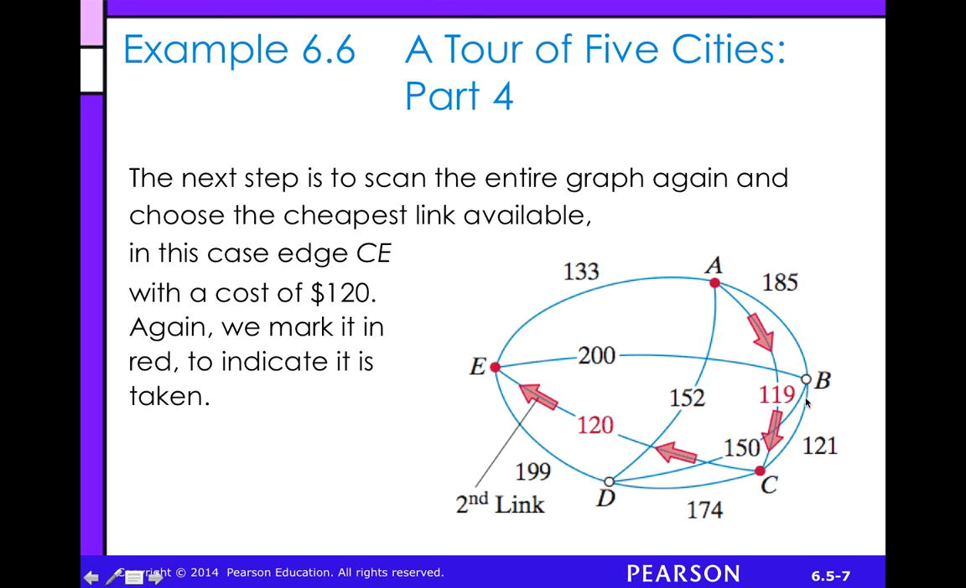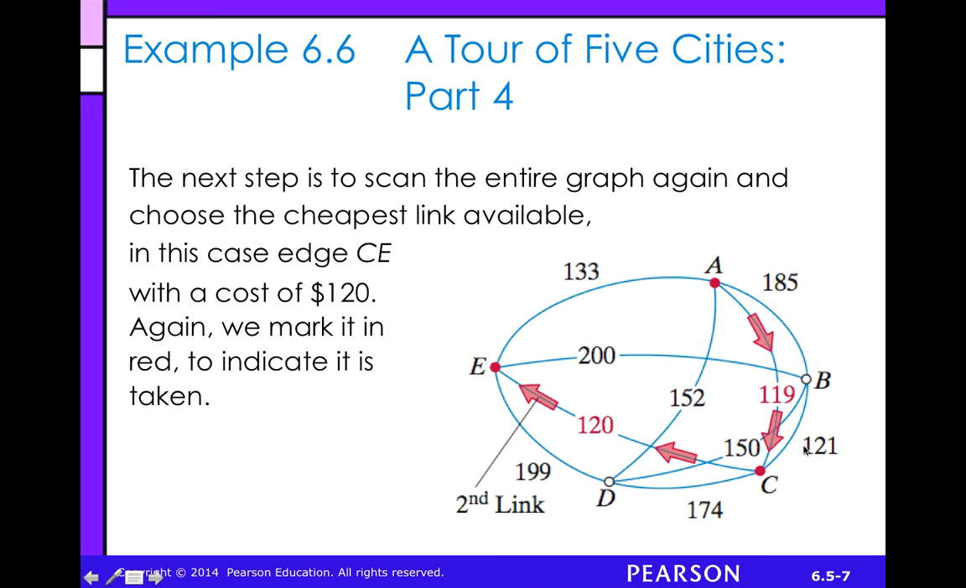We'd like to highlight that edge, but we can't, because if we did highlight it, we would have 3 highlighted edges coming out of C. That's not allowed, okay? Because we've already entered C and left C. So you can't highlight another edge going into C. So 121 is off the table.